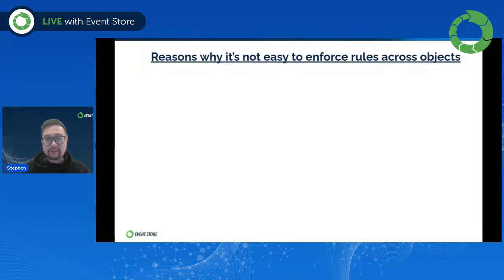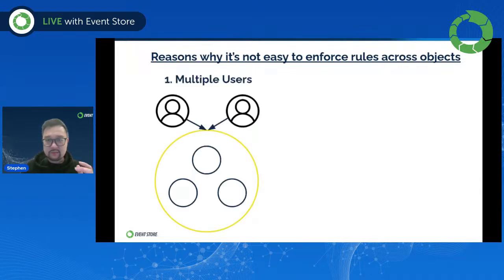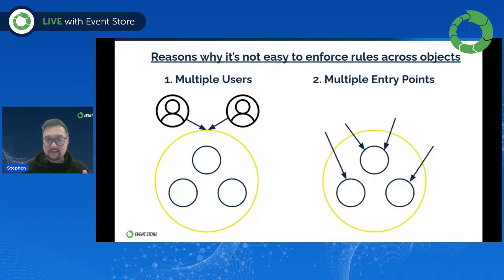In software application development, enforcing rules across multiple objects is not always easy because of 2 big reasons. First, there can be multiple users trying to update these objects at the same time, which means their updates can overwrite each other, causing inconsistency. Secondly, there can be multiple entry points to update these objects, which means you have to spend more effort to ensure they all enforce the rule consistently. Otherwise, the rule can be violated.